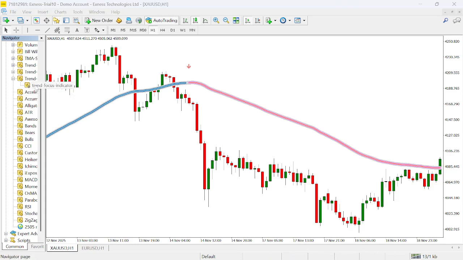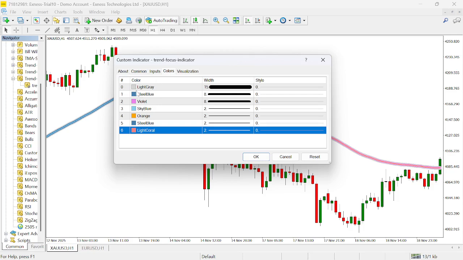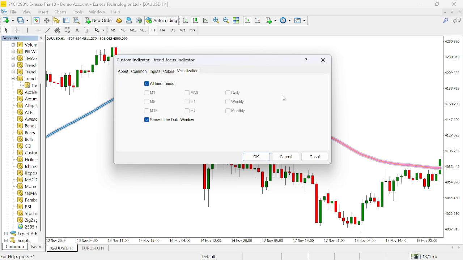Alright, let's take a look at some of the settings, inputs. As you can see, we can adjust the period and the alerts. You can see we have various alert options, and then the sound file as well. You can also choose your preferred colors, as you can see, based on your preferences, and also your preferred time frames as well.